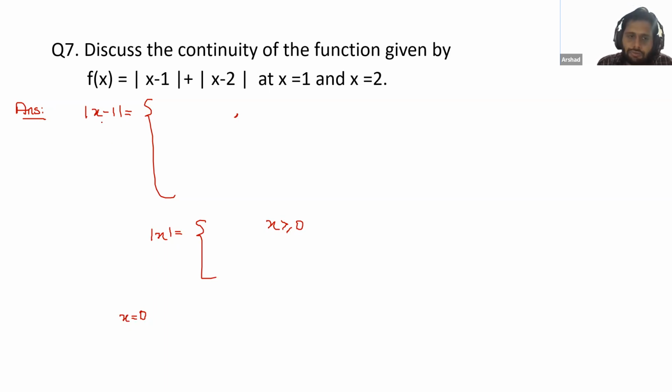In this question, we have x minus 1. If we equate this x minus 1 with 0, we get the point 1. So always remember: whatever expression you have inside the modulus, always equate that with 0 and you will get a point. So here we will say x is greater than or equal to 1 and x is less than 1. Is it clear, Atif, Huzefa, and Noma?